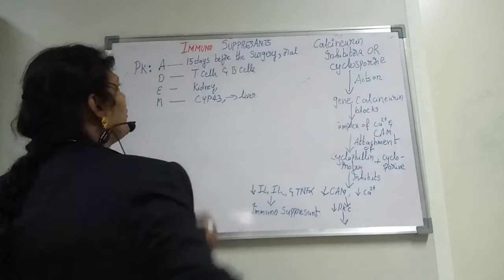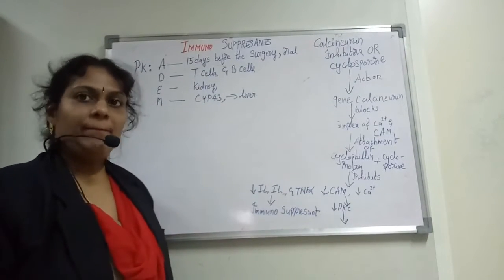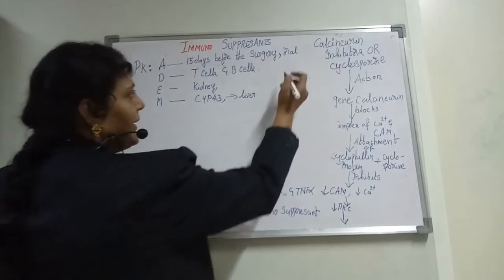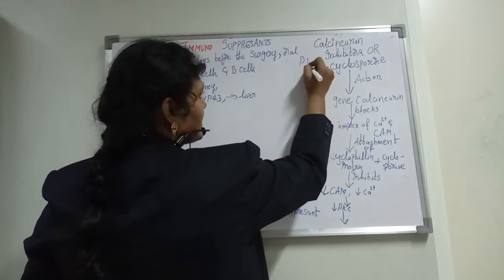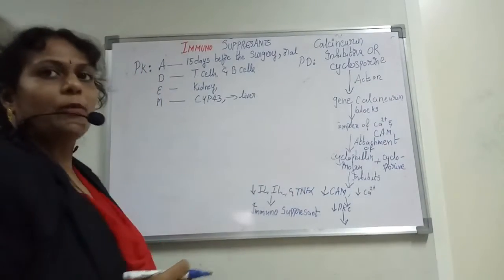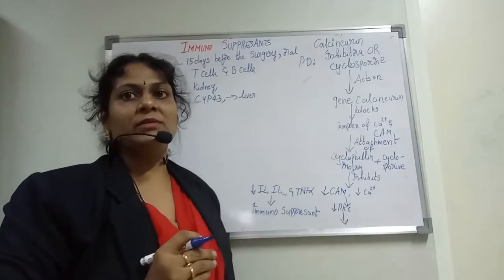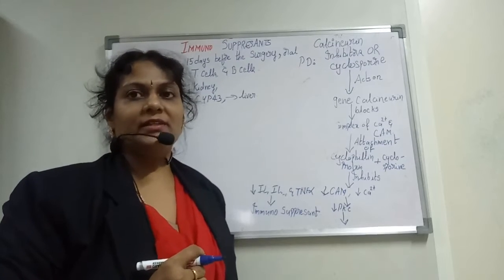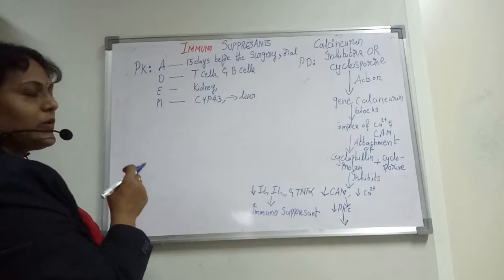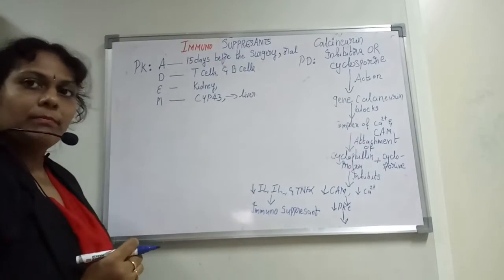So these are the 4 words which can be represented in PK, nothing but pharmacokinetics, and this is called PD, nothing but pharmacodynamics. So PD is where it is acting, and here PK represents the 4 parameters, nothing but the kinetics: absorption, distribution, E stands for excretion, and M stands for metabolism.